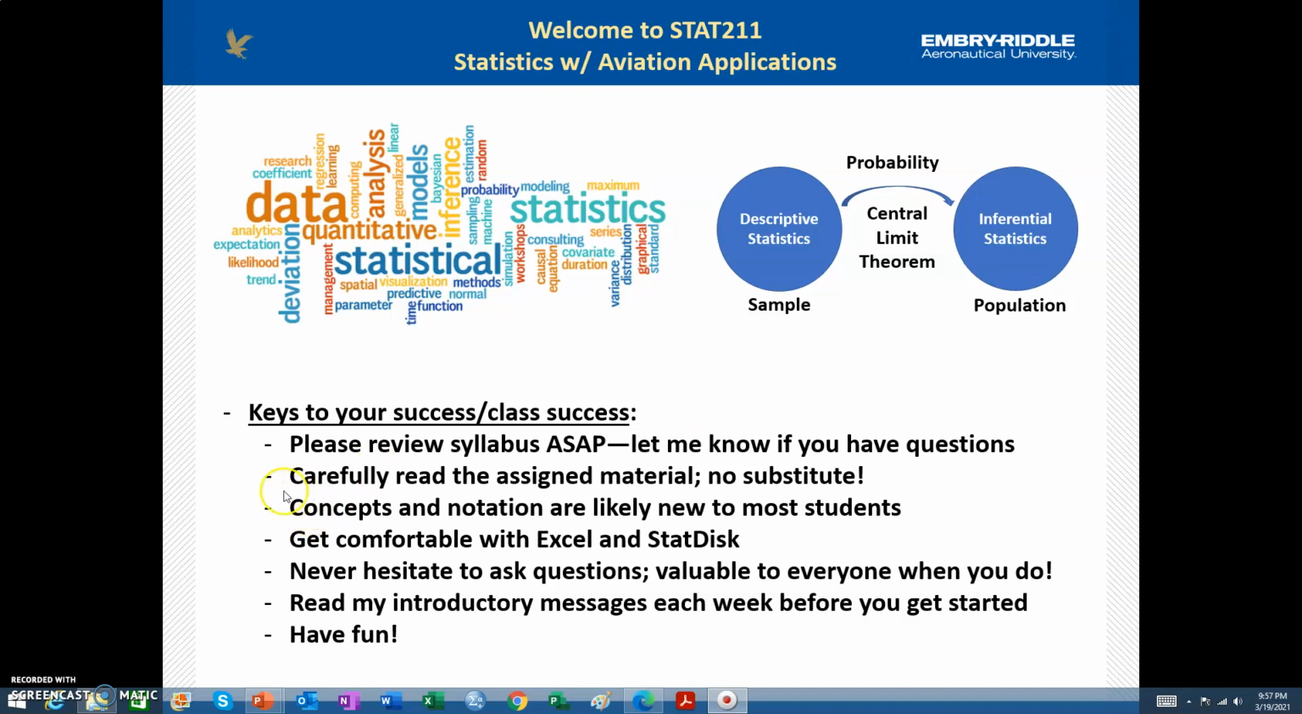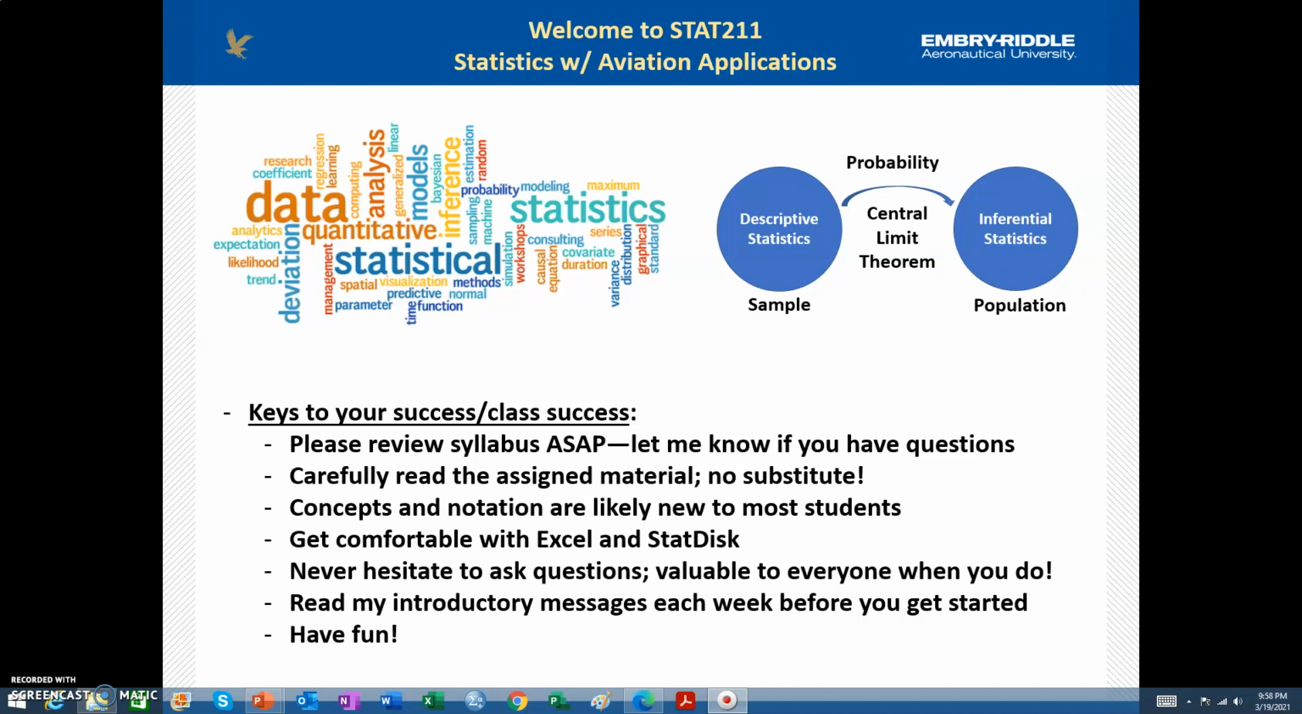Third, as I'll just reemphasize, concepts and notation are likely new to most of you. So that's really where you need to focus yourself when you're doing the reading. The reason I say that the concepts and the notation are probably the biggest challenge is because in bullet 4 here, I mentioned that we're going to use Excel and a package called StatDisk to do most of the computational work. I'm sure that most of you are familiar with Excel, so that won't be a bridge too far to learn some more tricks in Excel to manipulate data.